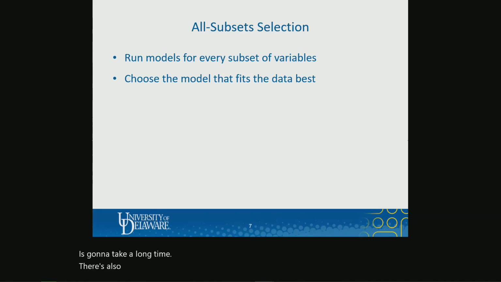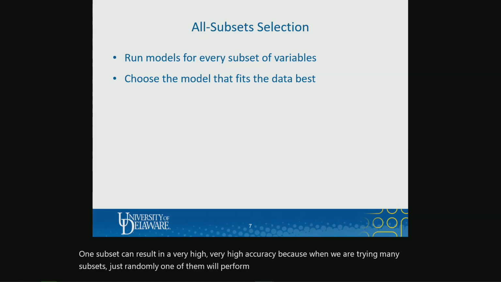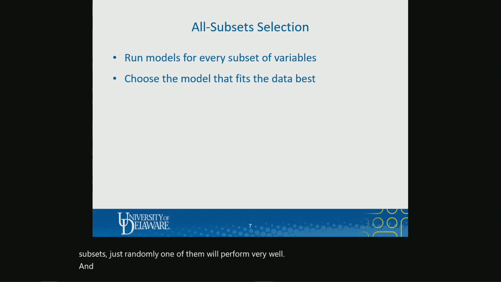There is also another problem. When we have too many variables and we try all of them, some subset can, just by accident, result in a very high accuracy on the test set, just because of noise and just randomly. Because when we are trying many subsets, just randomly one of them will perform very well. And that doesn't mean it is a good model. It's just a lucky model.